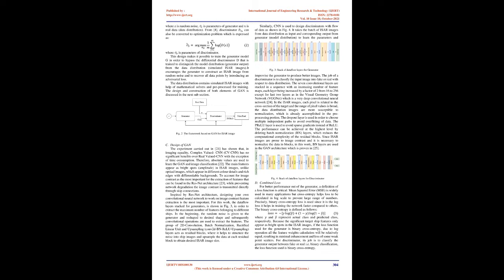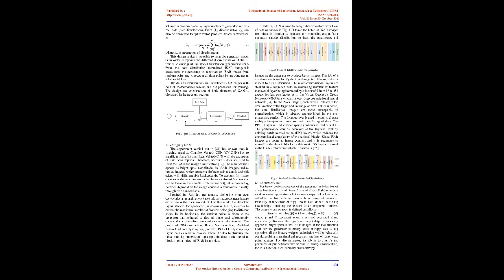Fig. 2, the framework based on GAN for ISAR image generation. See design of GAN. The experiment carried out in 21 has shown that, in imaging quality, complex-valued CNN, CVCNN, has no significant benefits over real-valued CNN with the exception of time consumption. Therefore, absolute values are used to learn the GAN and image classification 22.